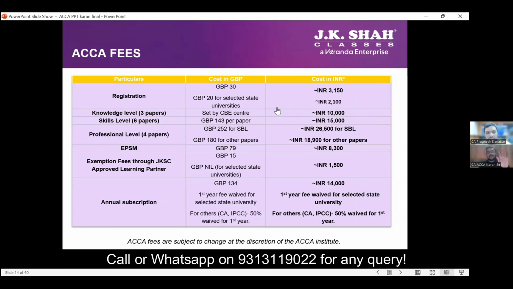Correct. ACCA Institute prima facie charges 5 types of fees. First is the registration fee. This is the one-time fee which you have to pay to the ACCA Institute for registering yourself as a student. The cost for the same is 30 pounds, approximately 3,000 rupees. The cost I have calculated in INR terms at the exchange rate of 105. If the exchange rate changes, the cost will be suitably modified. Correct. All this cost is applicable as on date. Once again, it is subject to change at the discretion of the institute. Got it, sir. After registration, you have to pay the exemption fees.